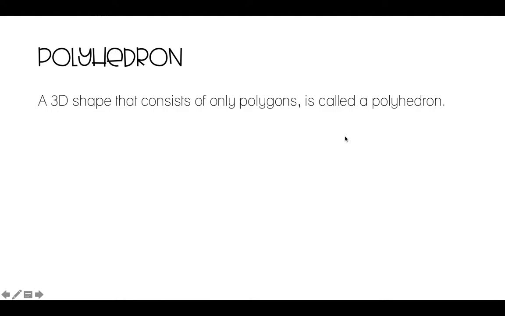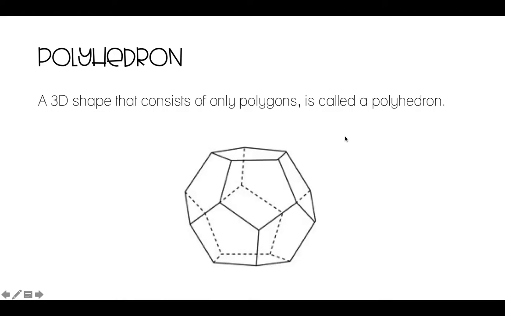So a polyhedron. A 3D shape that consists of only polygons is called a polyhedron. This shape here is a polyhedron. It's the same shape, a polygon, repeated. Can you think of any other shapes? You might have said something like a soccer ball. A soccer ball is a polyhedron, typically the skin of it, because it's made up of the same shape repeated.